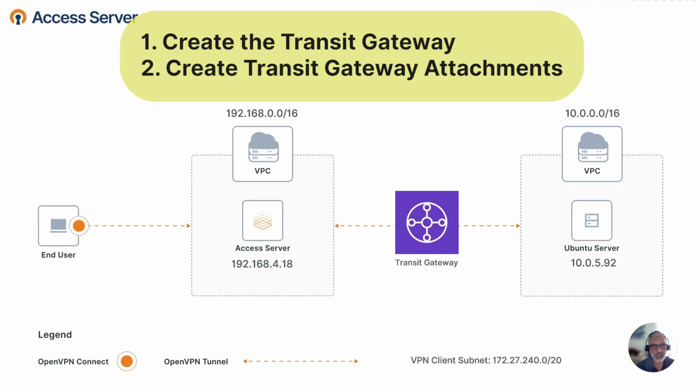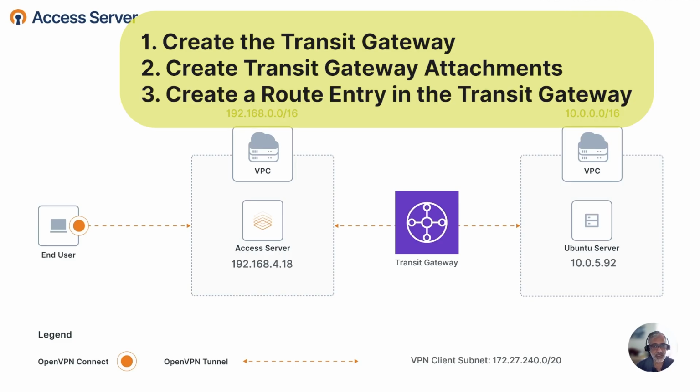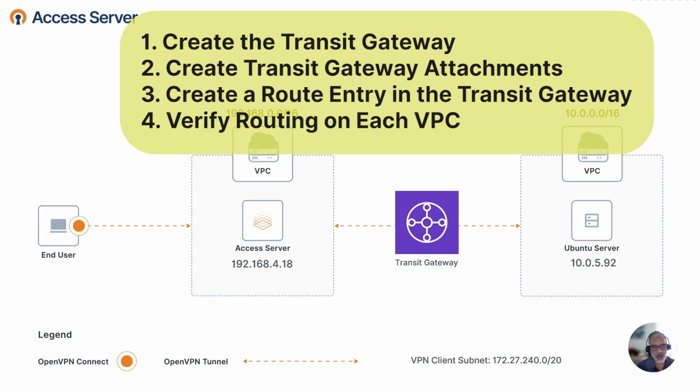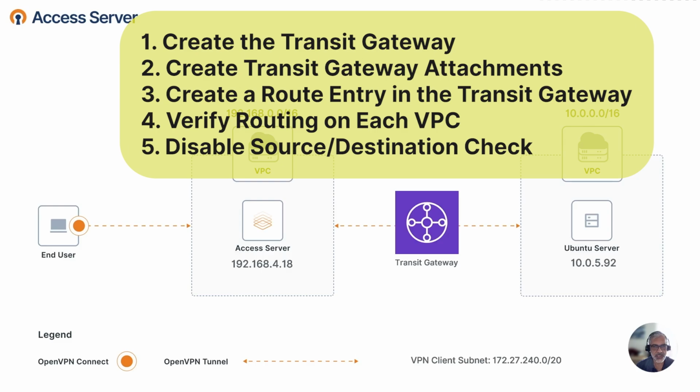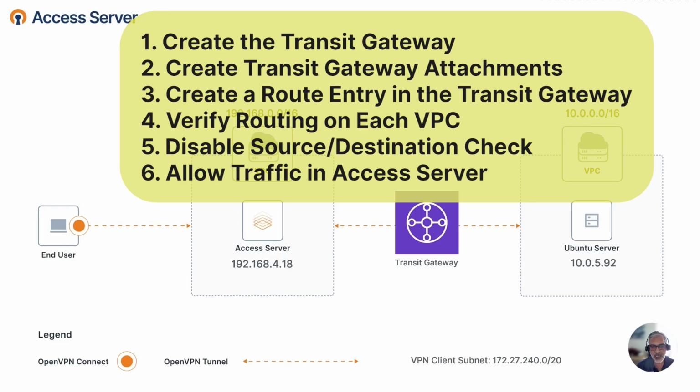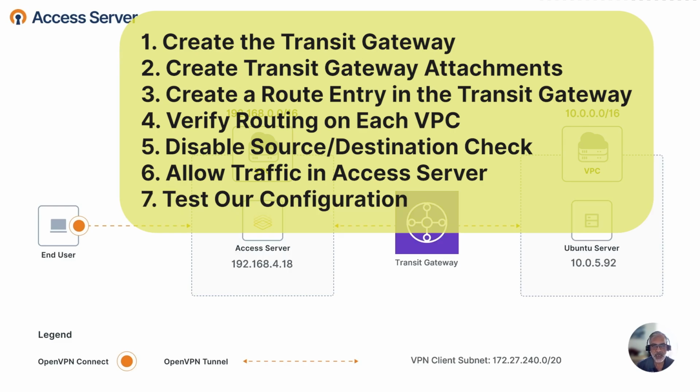So in a second, we're going to log into our AWS dashboard and we're going to create the transit gateway. Then we're going to create transit gateway attachments. Then we're going to create route entry in the transit gateway. Then we're going to modify our routings on each VPC. We have to disable source destination check on our EC2, which is our access server, and then we're going to allow traffic in our access server, and then the final step is going to be testing our connection.